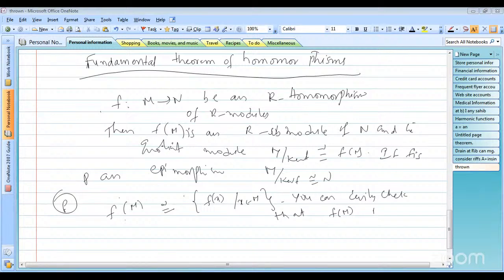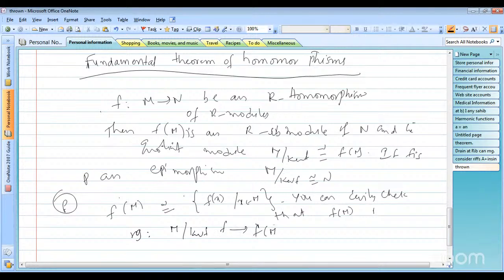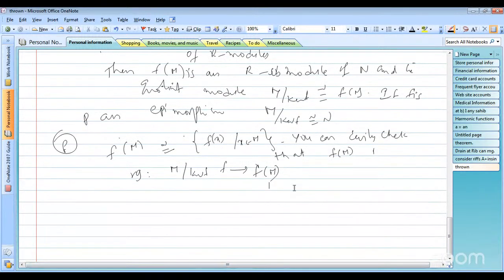So therefore, define G from M by kernel f to f of M. We can take G of x plus kernel f equal to f of x, for any x belonging to M.